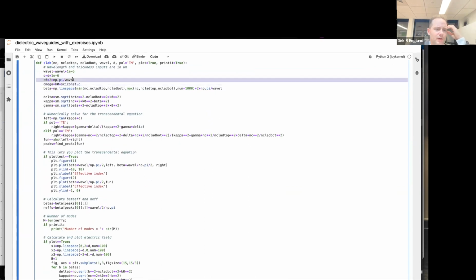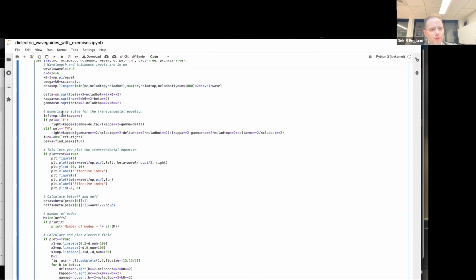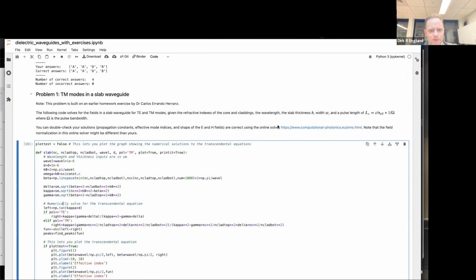And then we have to calculate the wave vector value. K naught is equal to 2 pi divided by the wavelength, the frequency is K naught times the speed of light C, and then beta, the propagation constant, is solved for in this notebook.